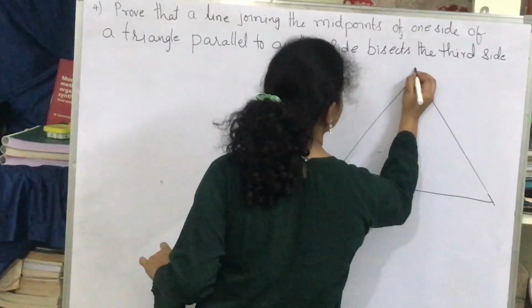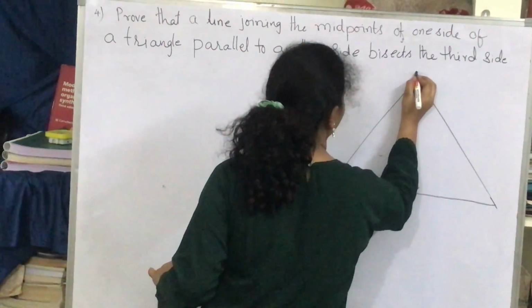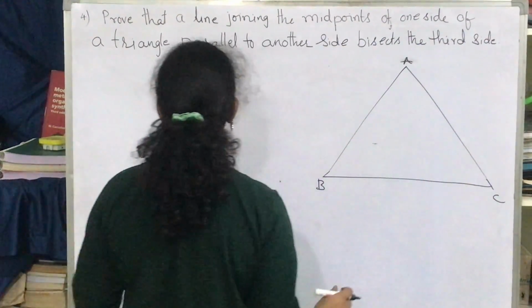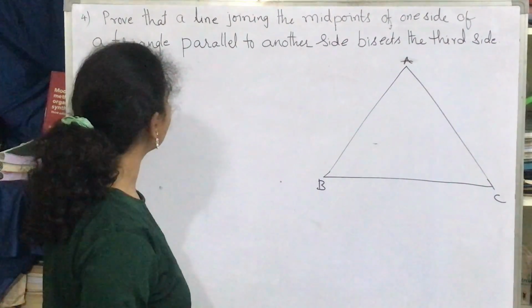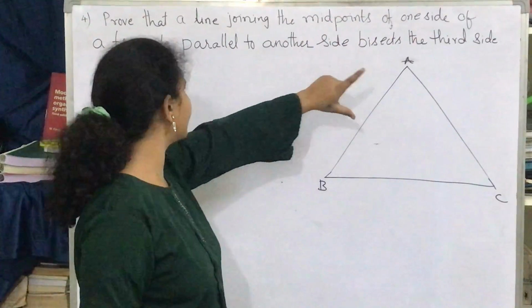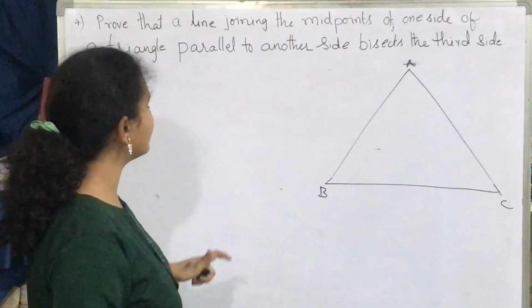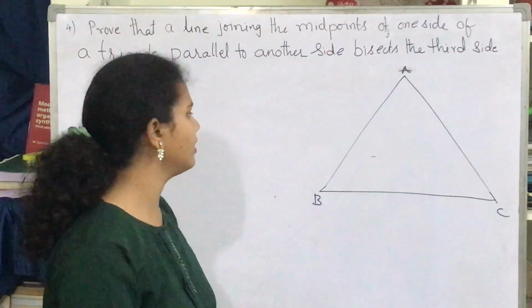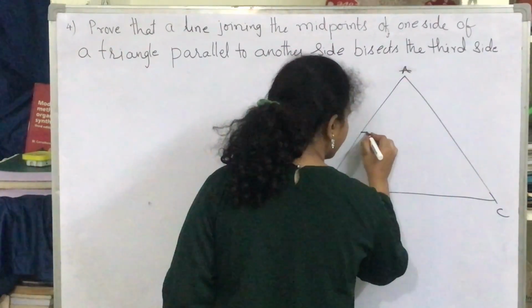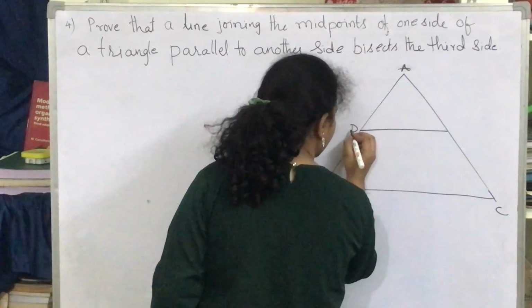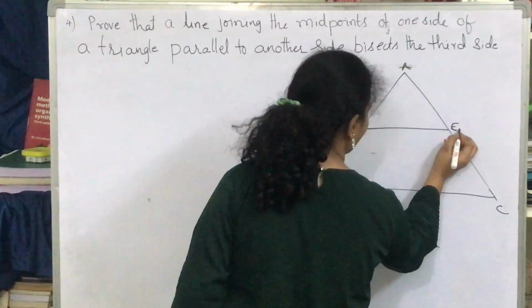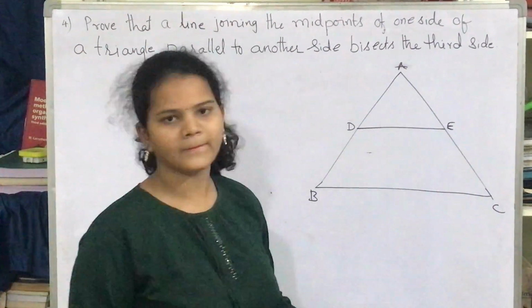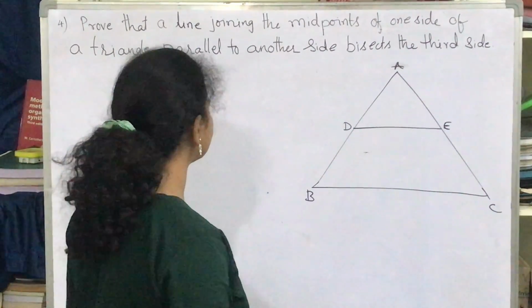Let me name this triangle A, B and C. Okay, a line joining the midpoints of one side of the triangle parallel to another side. So in this given triangle, one side you have a parallel line which is being drawn. So let's draw a parallel line over here. Let these points be D and E. Okay, I have drawn a parallel line where DE is parallel to BC.